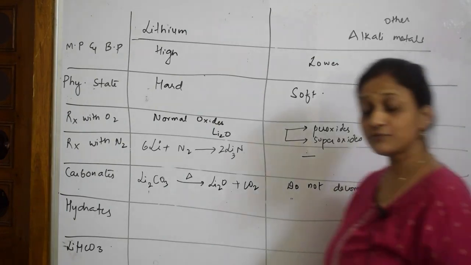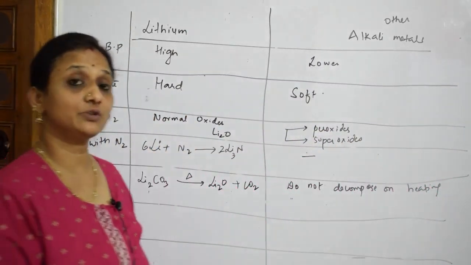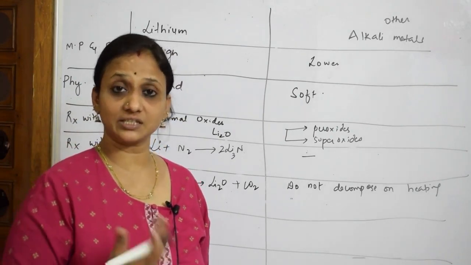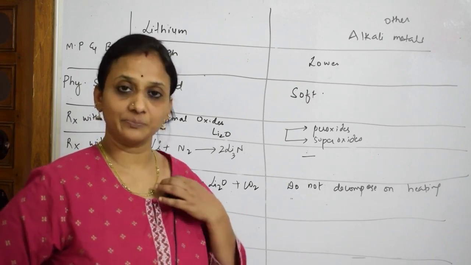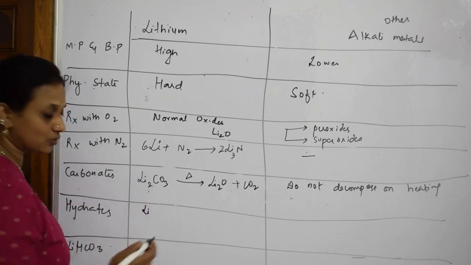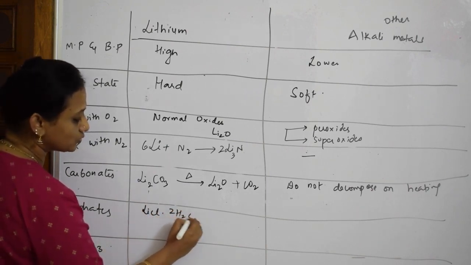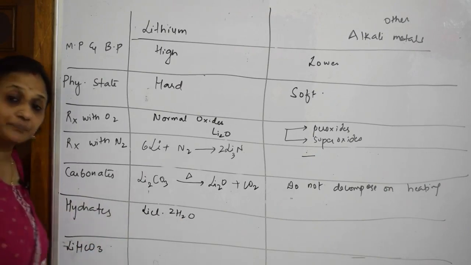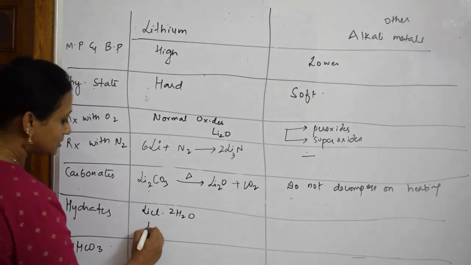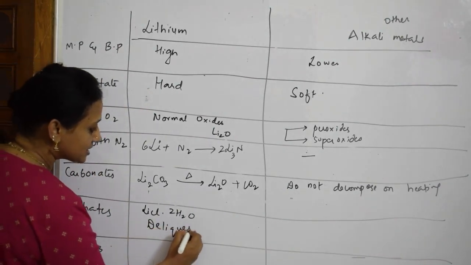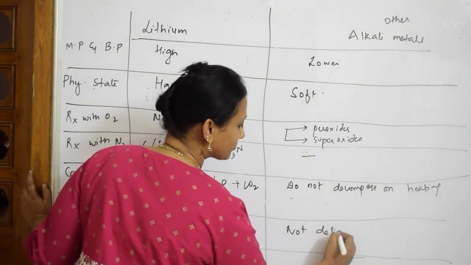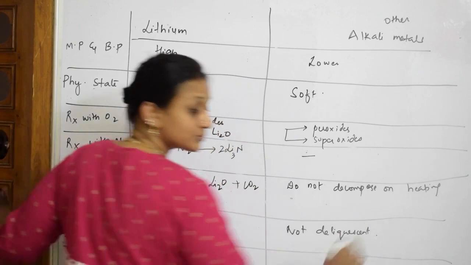Now when I speak about hydrates, I already said when hydrates form. As I said, lithium chloride and magnesium chloride are deliquescent. They try to absorb moisture when kept open. Because of this, lithium forms a hydrate, combining with water, called lithium chloride dihydrate, LiCl.2H2O. This is a hydrate form of lithium. But when I speak about the other alkali metals, they are not deliquescent in nature. They do not absorb moisture.